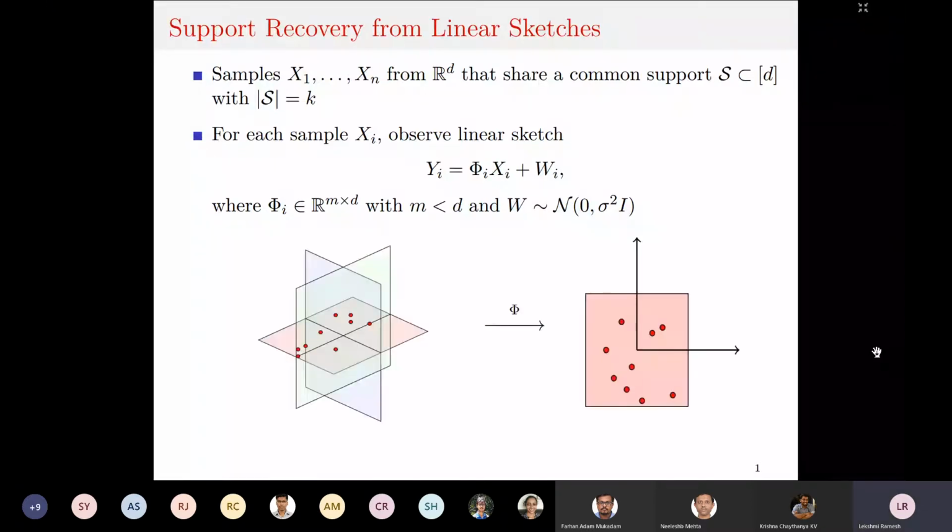And just to see this pictorially, let's say you're in 3 dimensions, d is 3, and all these vectors, their support is basically the set {1, 2}. So they all lie on this 2-dimensional subspace of R3. But what you observe is, let's say, the projection of these points onto R2. Once you project them, they don't have any zero entries anymore. They can be completely dense. And what is the goal here? The goal here is to estimate this common support given access to these sketches y1 through yn and the sketch matrices phi1 through phin. So that's the problem.